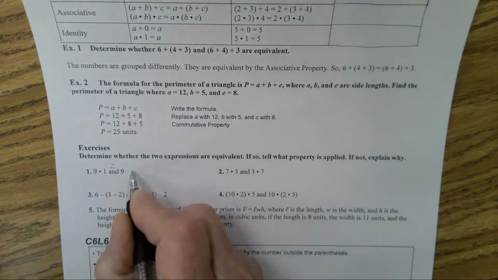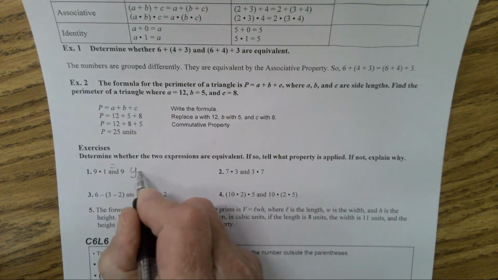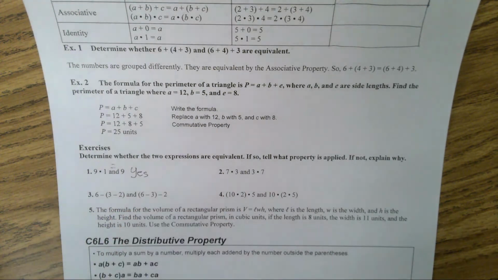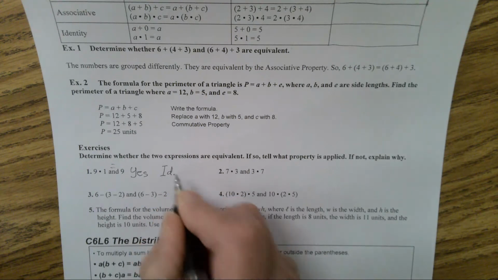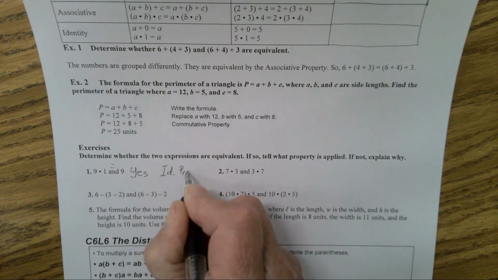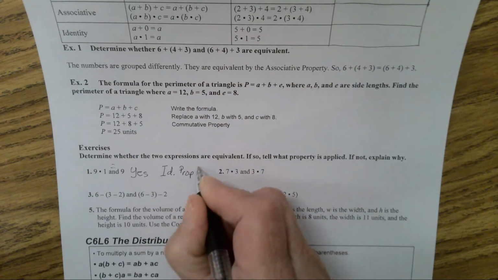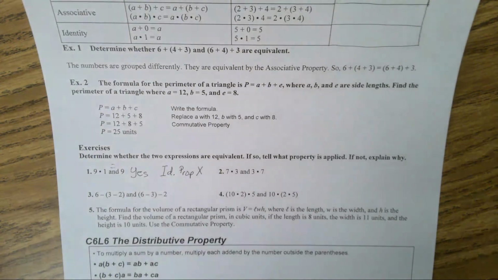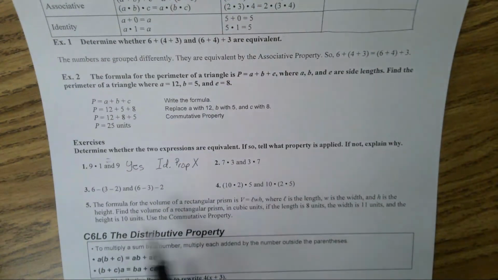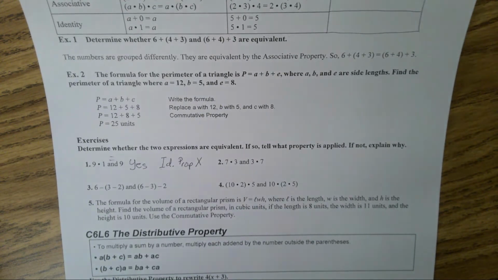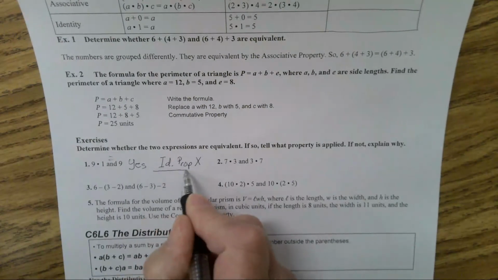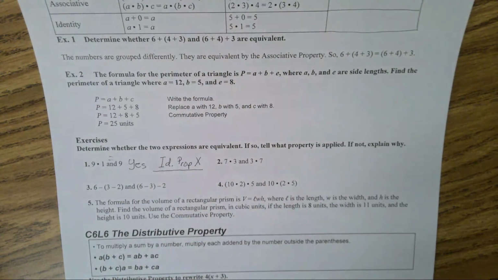In this one, the answer is yes. They are equivalent. What's the property? The identity, and you can abbreviate, property of multiplication. So with each one of these problems, you say yes, they're equivalent, or no, they are not. If they are equivalent, you write the property that states that they are equivalent.